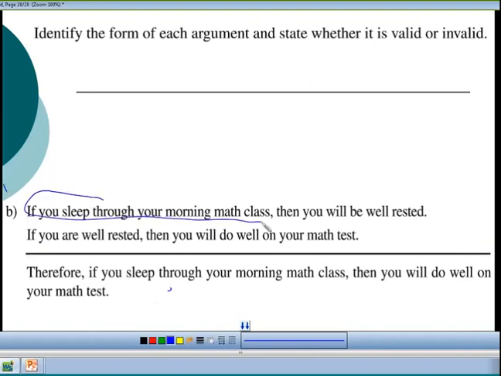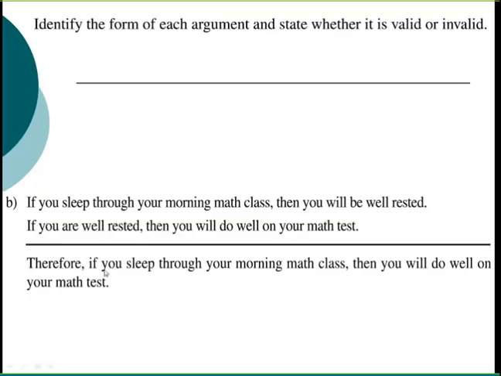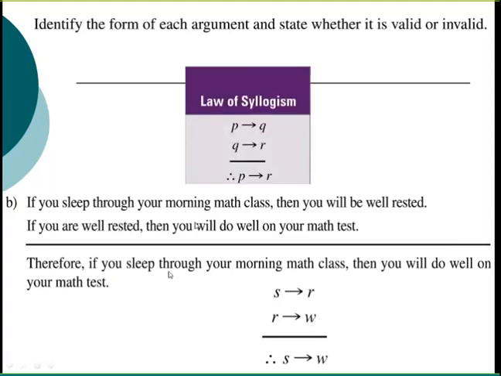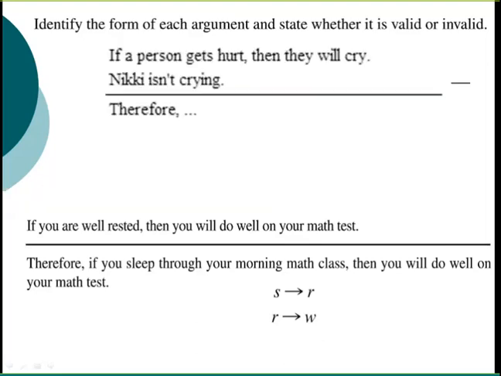So let's take a look at how this plays out. If you sleep through your morning math classes, the hypothesis, this is our first P, then Q, you will be rested. And then we've got, all right, Q, then we will do well on our math test. And so we've got that property that we saw on the previous page that, okay, well, I can have P, then M, based on what I've got happening here. So let's take a look at the actual slide. This is S to R to W, therefore S to W, and this is the law of syllogism. This is a valid argument, but probably not a good idea to think that sleeping through the math class is going to help you do better.